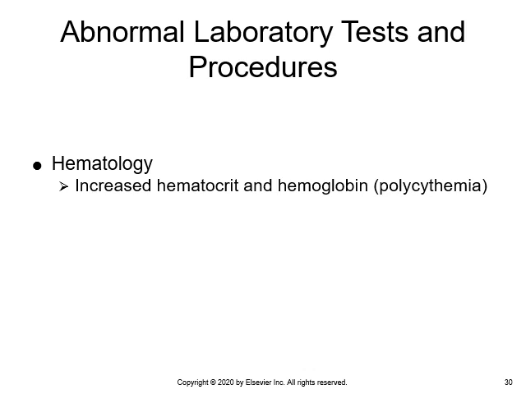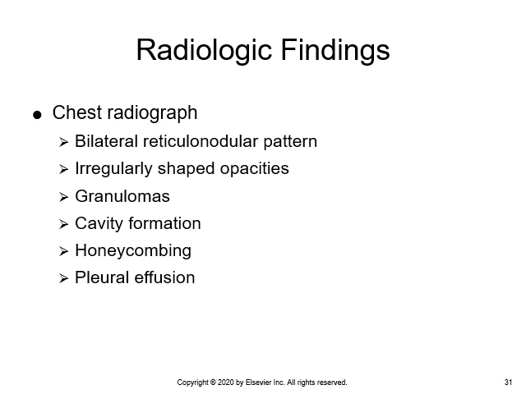Abnormal laboratory tests will show an increase in hematocrit and hemoglobin, which is polycythemia, secondary to chronic hypoxemia. Radiographic findings. Radiological findings vary according to the cause. The typical findings will show a bilateral reticular nodular pattern, irregular shaped opacities, granulomas, cavity formation, honeycombing, pleural effusion, and pleural thickening.